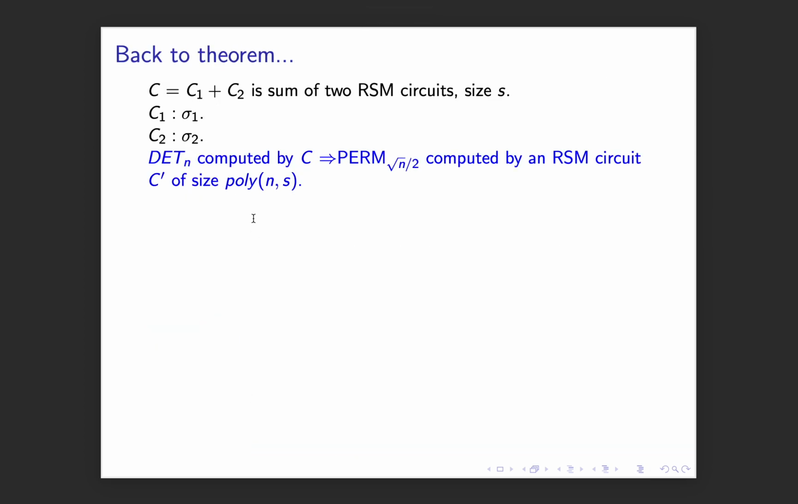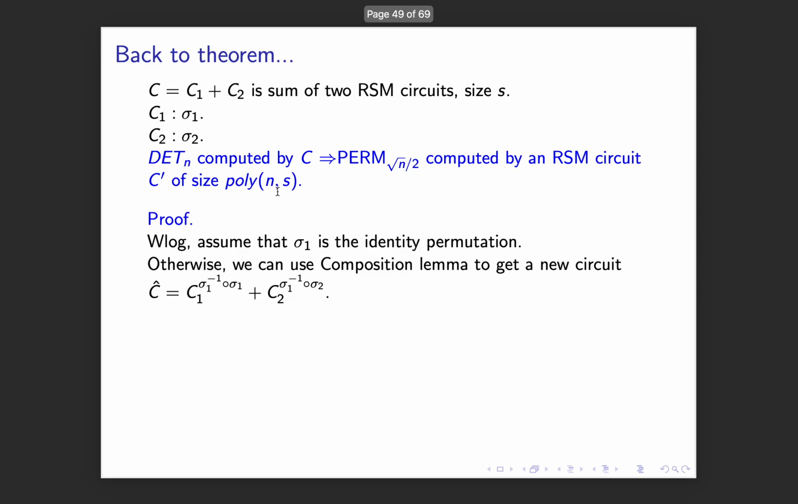Now back to the theorem, we had C, which was a sum of two RSM circuits, and we wanted to show that if C computed the degree n determinant, then the permanent of degree root n by 2 can be computed by an RSM circuit of size poly in n and s. Without loss of generality, we'll assume that sigma 1 is the identity permutation. If that is not the case, then we can use the composition lemma. That is, we can compose sigma 1 with sigma 1 inverse to ensure that C1 is RSM with respect to the identity permutation.